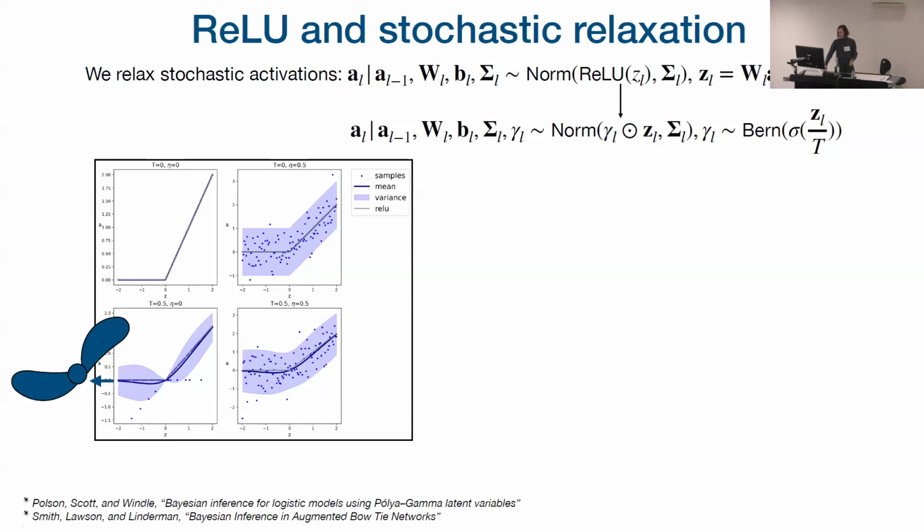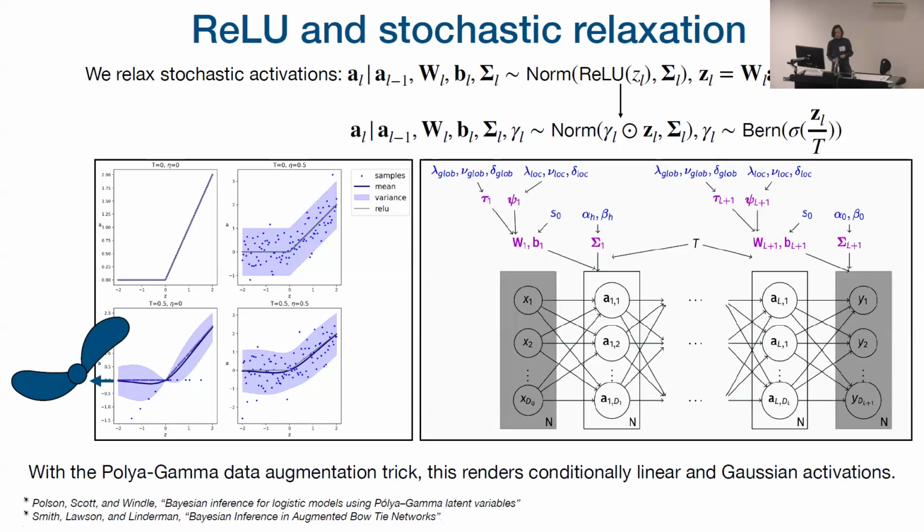And well, the Bernoulli is also far from ideal for the kind of inference we want to do. But we have the Polya-Gamma data augmentation trick, and with that, we get a model with conditionally linear and Gaussian activations. Now we are ready to come to the inference bit, but that's how the network looks. My purple letters are random variables: weights, biases, variance, and navy ones are just hyperparameters. T is a temperature, it's fixed.